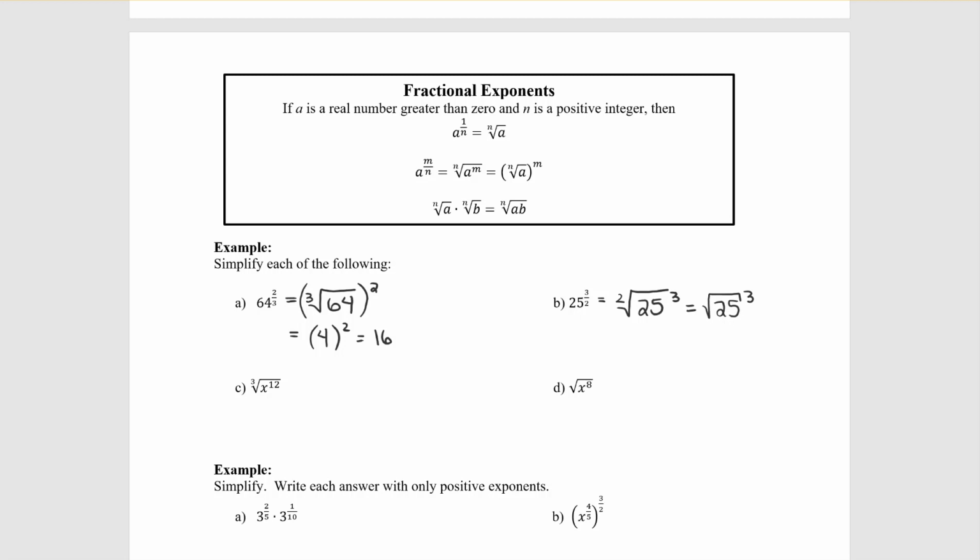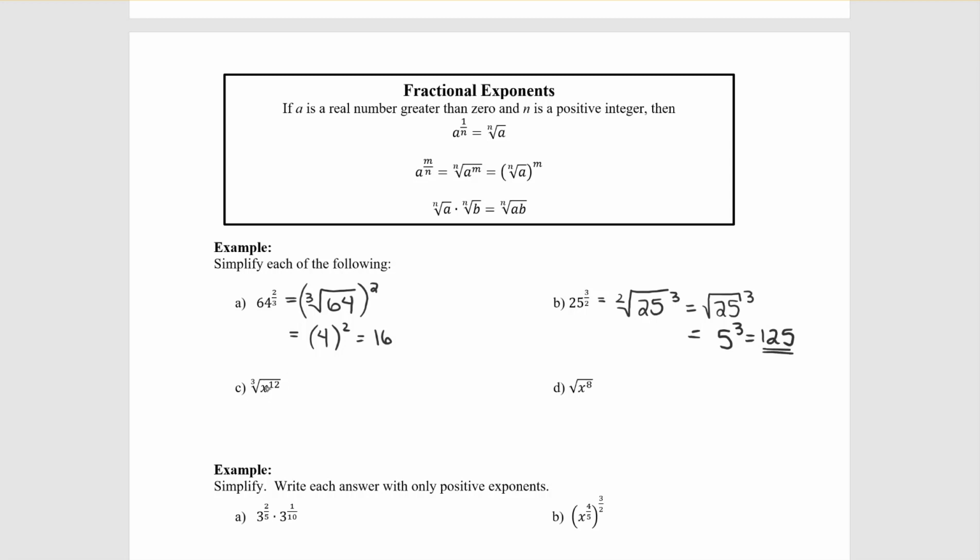So the square root of 25 is just the number 5 to the 3rd power. So 5 times 5 times 5 will get us 125. And you can check this with your calculator. You can take 25 and raise it to the 3/2 power. You should also see that you get 125.